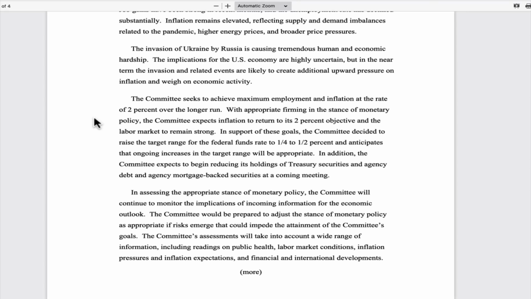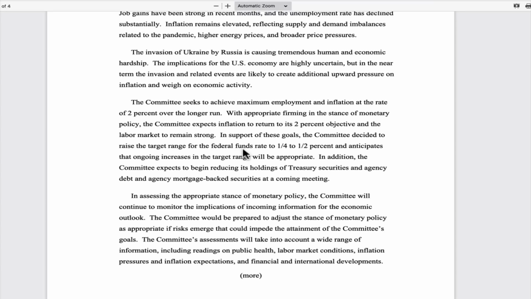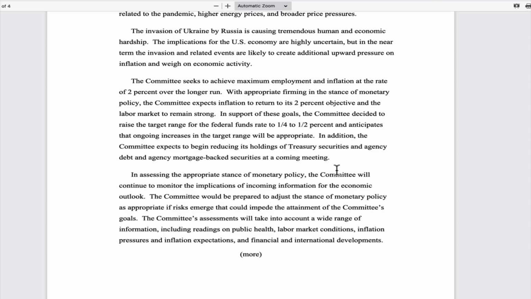The committee seeks to achieve maximum employment and inflation at the rate of 2% over the long term, with appropriate firming in the stance of monetary policy. The committee expects inflation to return to its 2% objective and the labor market to remain strong. In support of these goals, the committee decided to raise the target range for the federal funds rate. This should say by a quarter to 0.5%, and anticipates that ongoing increases in the target rate will be appropriate. Not just another, but ongoing increases.